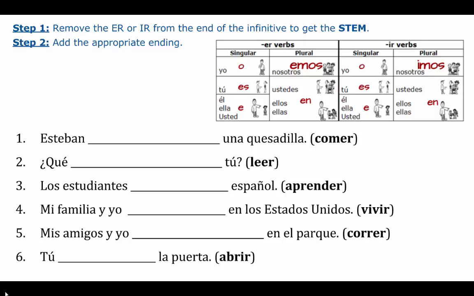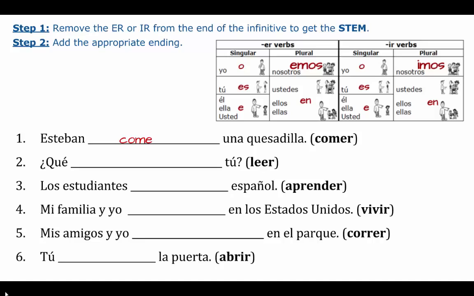So for number one, Esteban, una quesadilla. The verb is comer, so I want to say Esteban's eating a quesadilla. So since comer is an ER verb, those will be the endings that we are working with. We remove the ER to get our stem, com. And we have to pick the correct ending. So to match with Esteban, we're going to use our él ending since we are speaking about him. So our él ending is e. So we take our stem com, we add e, come. Esteban come una quesadilla.